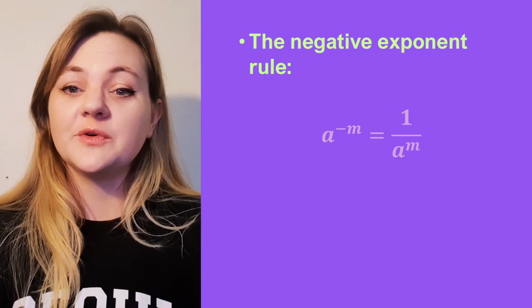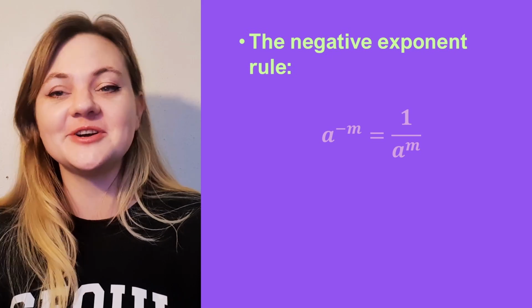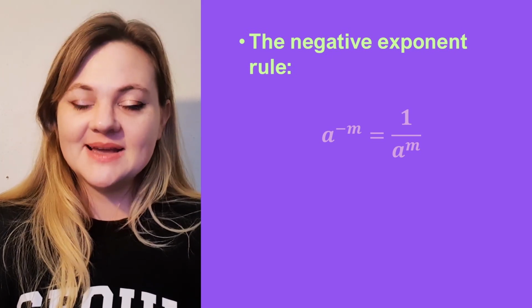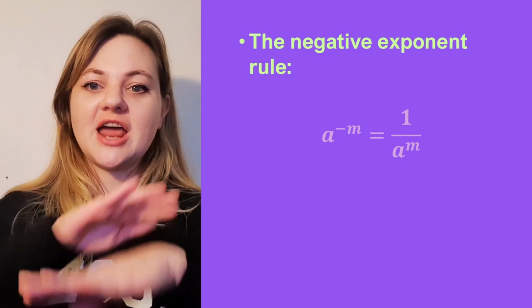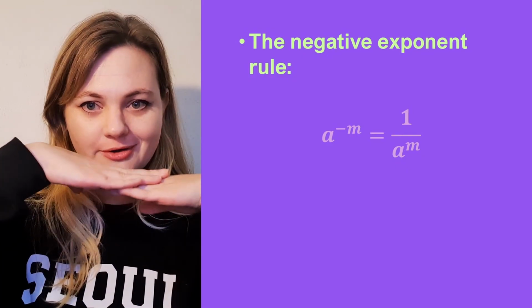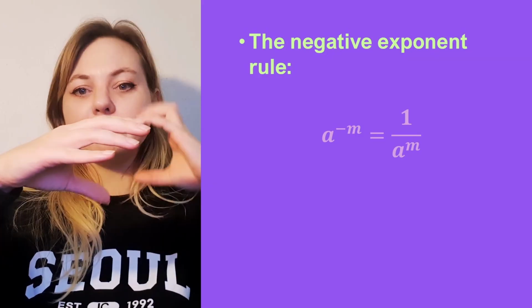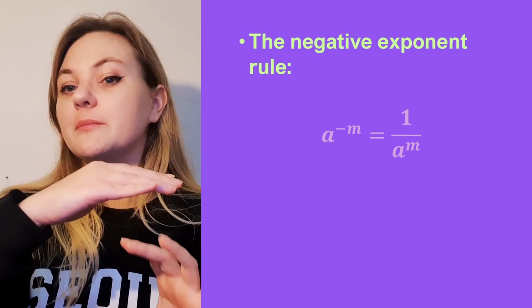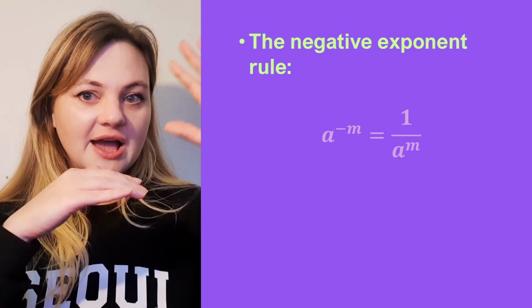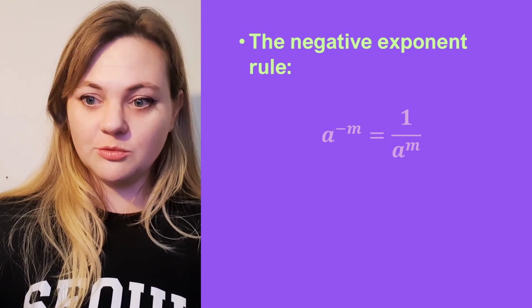Rule number 7 is the negative exponent rule. All right. We've got a to the power negative m is equal to 1 over a to the power m. So imagine that you're always working with a fraction and there's an invisible line in the middle. So if it's a negative power at the top, it's going to be a positive power at the bottom. If it's a negative power at the bottom, it's going to be a positive power at the top. This is going to count for any fractions that you work with.